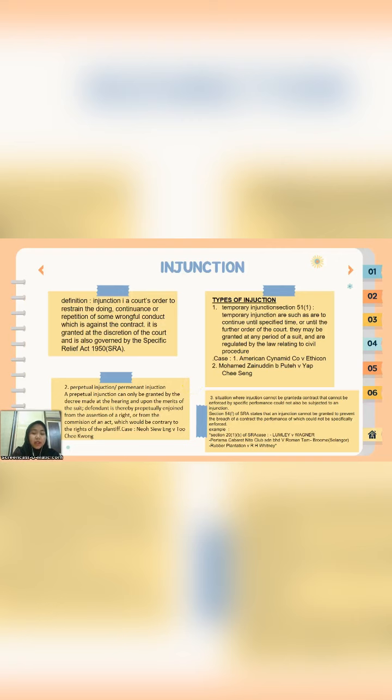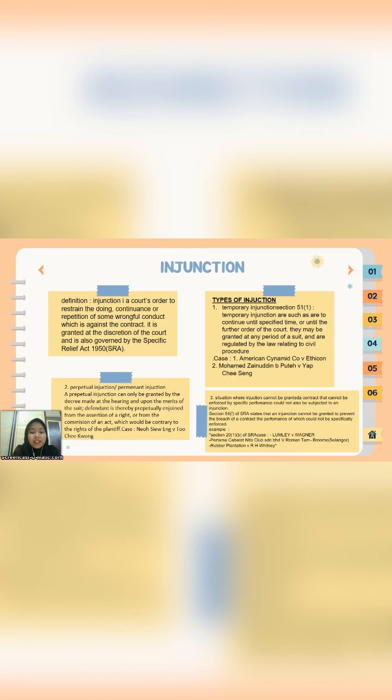Okay, the next type of injunction is the perpetual injunction, which is a permanent injunction. A perpetual injunction can only be granted by a decree made at the hearing and upon the merits of the suit. The defendant is thereby perpetually enjoined from the assertion of a right or from the commission of an act which would be contrary to the rights of the plaintiff, as we can see in the case of Neo Siu Eng versus Tu Chi Kwong.